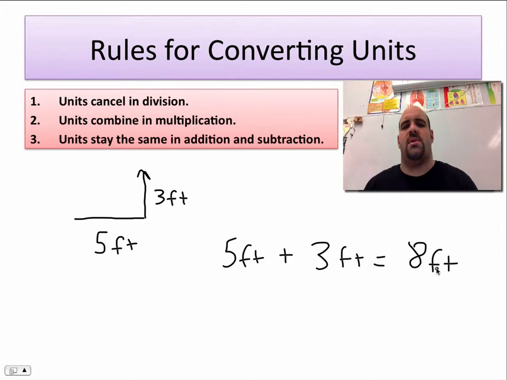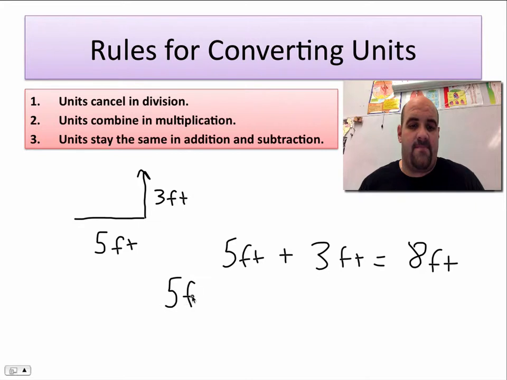We don't touch the units in division or addition and subtraction. In addition and subtraction, the units always remain the same. 5 feet minus 3 feet will equal 2 feet. You leave the units alone in addition and subtraction. And just to add numbers together, you must have the same units.